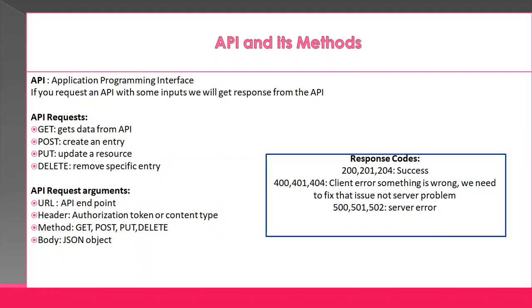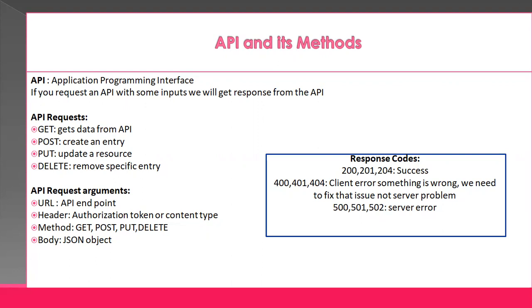So API is an application programming interface. If you request an API with some inputs, definitely you will get an output from that particular API. Assume that I want to get today's weather information. So it's a get request. Assume that I want to create a new record for a particular user. It's going to be a post operation. So based on the operation, whatever we are performing, API will give you certain response, a token of a confirmation for that particular API call.